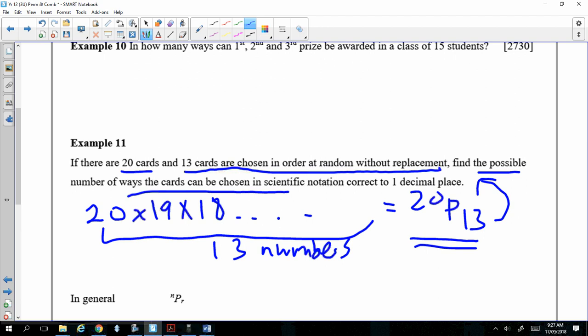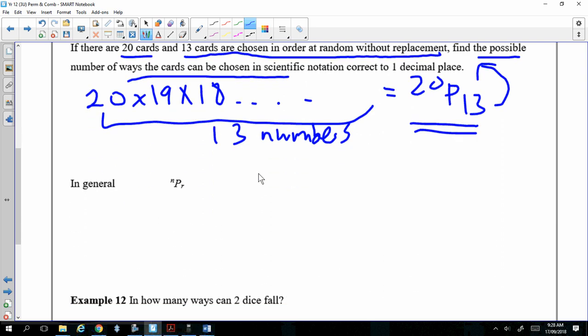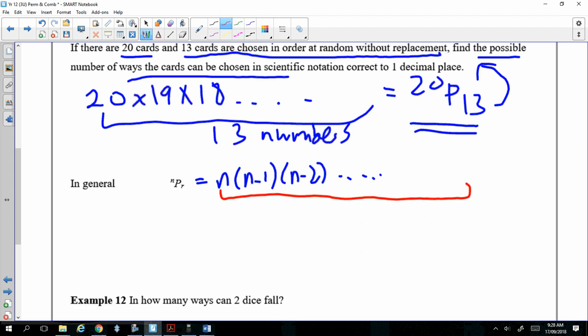Okay, good. Now, is there an algebraic formula for this? In fact, there is. So nPr means n times n minus 1 times n minus 2, and so on, and there are r numbers. Therefore, the last one will be n minus r plus 1.